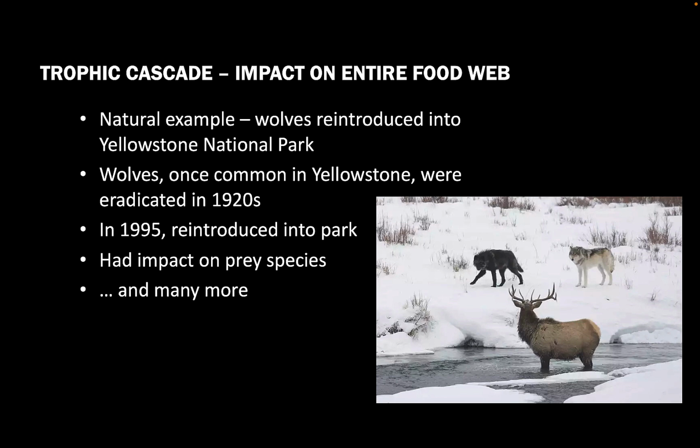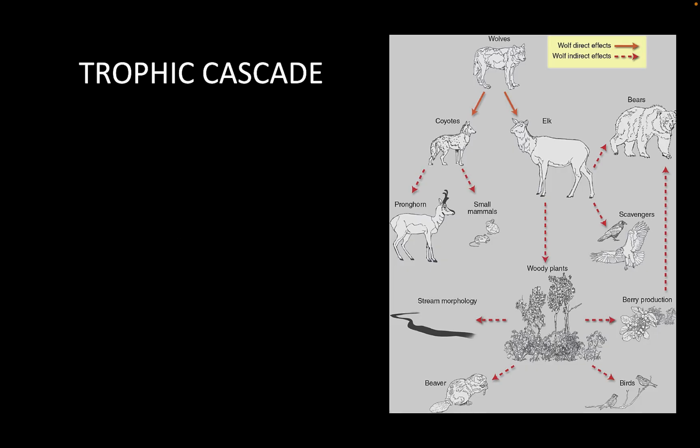So up to the 1920s, wolves were present in Yellowstone, and when Europeans first arrived in North America, they were very common in Yellowstone. They were hunted to extinction, but in 1995, they reintroduced them into the park. And one of their prey species is the elk, shown here. And they had direct impacts on the elk, but they also had impacts on many more species.